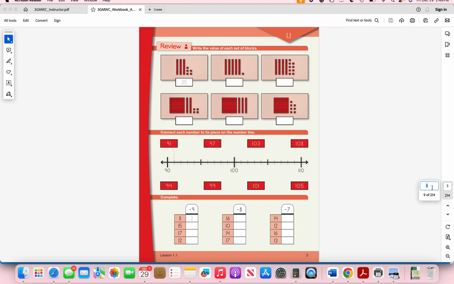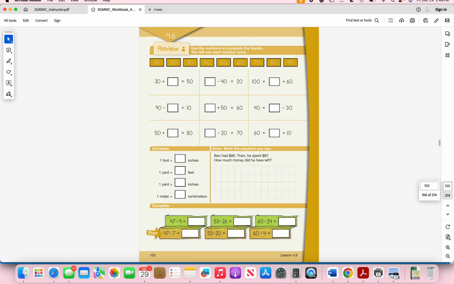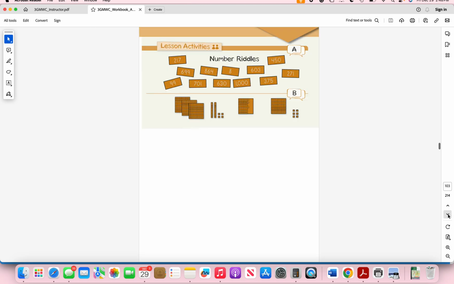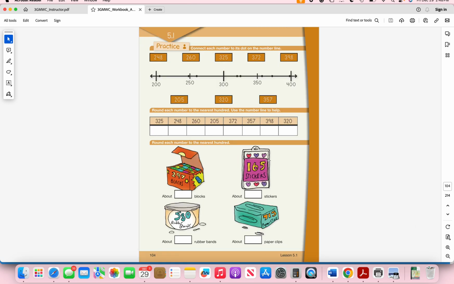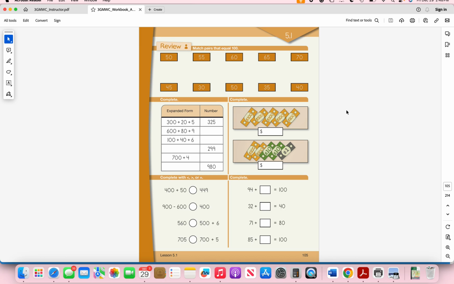But let me get you farther along here. Let's go to like 100. We'll go halfway through. Let me get you to, okay, there we go, 5.1. So we've got the lesson activities page. Again, this is what the teacher or parent will do with the student. Then they are practicing that new concept and on their own. And then they have the review page of previously learned material that they will then review.